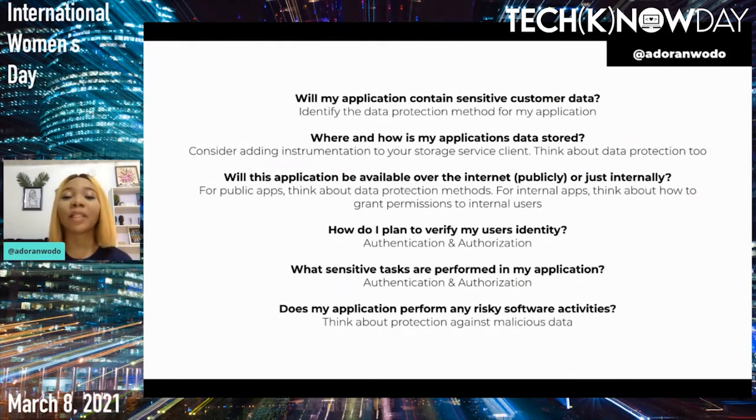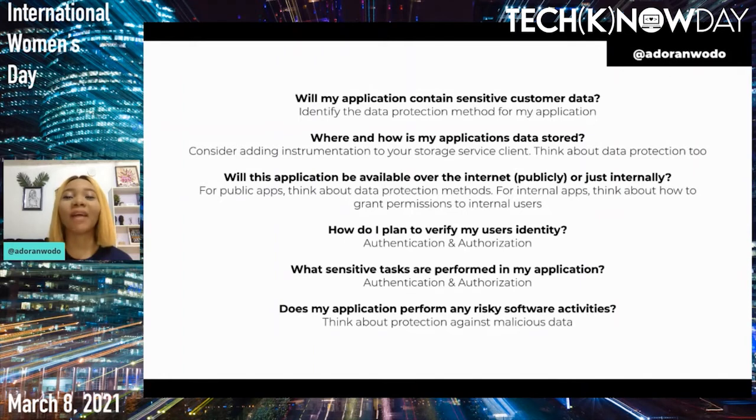If your application performs any risky software activities, you might want to think about protection against malicious data. For example, if your application allows people to upload images, or different things onto your server, you want to think about protection against malicious data, because somebody can create some kind of malware and change the extension to JPEG. And once that is uploaded, you don't really want to know what happens next. So you need to find a way to stop these issues from happening before they happen.